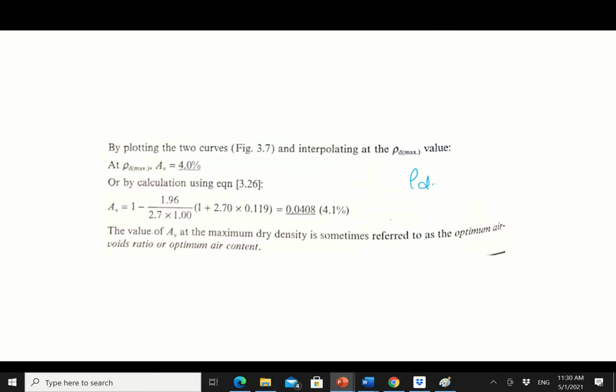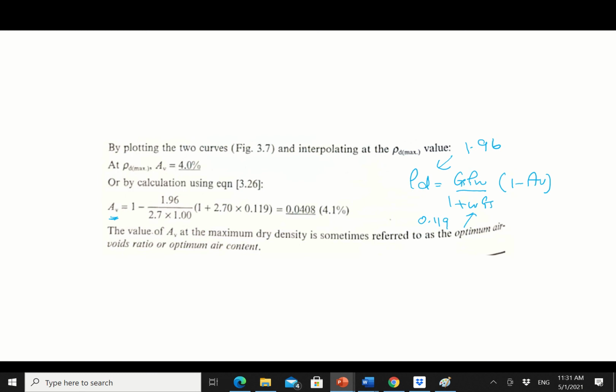This one, rho d, the dry density, is Gs rho W over 1 plus w Gs, times 1 minus Av, and you need to put Av as the subject of the equation. Rearrange the whole equation. Put in the value for rho d, which is the maximum dry density, 1.96, and then your optimum water content, which is 11.9, so that will be 0.119.